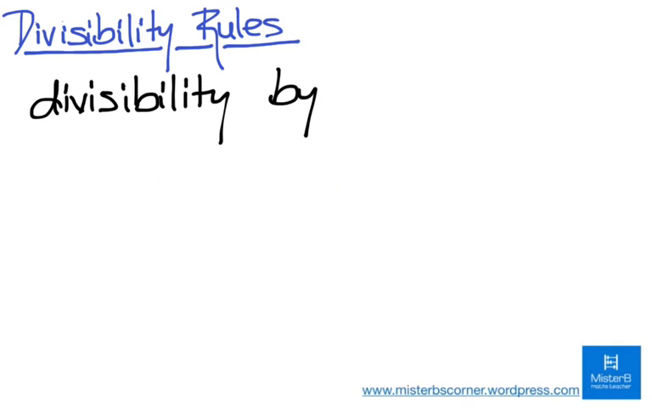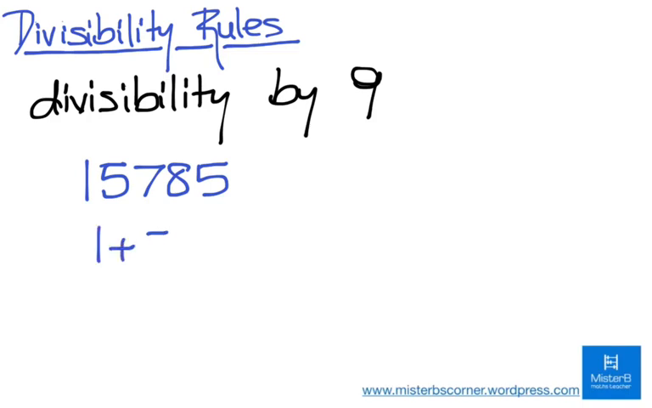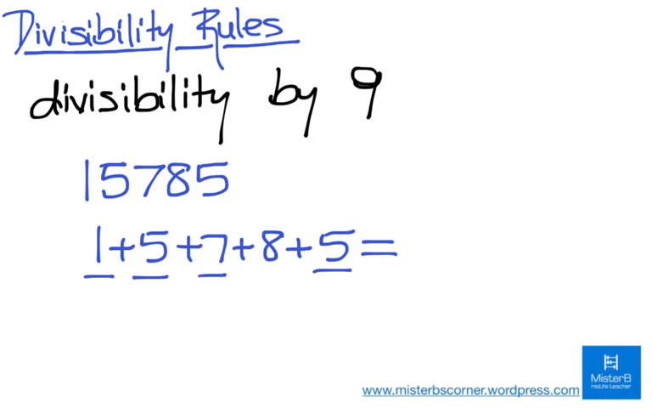The same rule applies to divisibility by 9, but this time the sum of the digits must be a multiple of 9. For example, if I have 15,785, I just made up the number, let's check if this is divisible by 9. Well, I have to go like 1 plus 5 plus 7 plus 8 plus 5. Now, 5 plus 5 is 10, 11 plus 7 it's 18, plus 8 it's gonna be 26. 26 is not a multiple of 9. Therefore, this number is not divisible by 9.